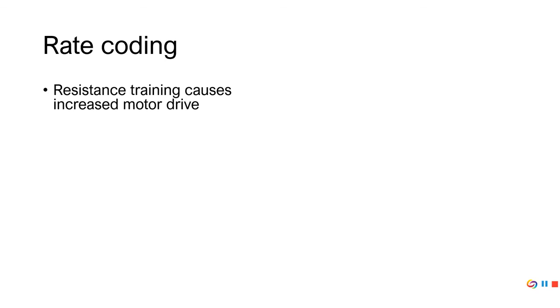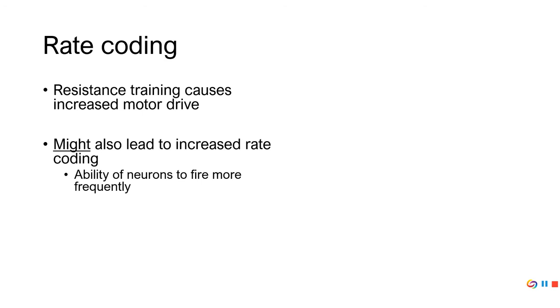Next, we have rate coding, and we're going to talk about this in just a minute. Resistance training increases motor or neural drive. It also might lead to increased rate coding. Motor drive is just how much signal can be sent out from your brain. Your brain can't just send unlimited signals, unlimited action potentials. There's a finite number.